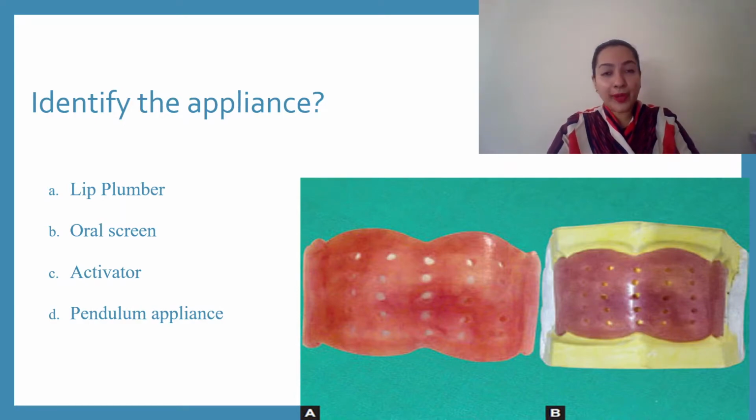Next, pendulum appliance. No, this is not a pendulum appliance. Pendulum appliance has an acrylic portion in between with wire components coming out of it. It is used for distalization of molars, premolars, right? So it is basically used for distalization of arch. The figure shown here is of oral screen which is used in mouth breathing habit.